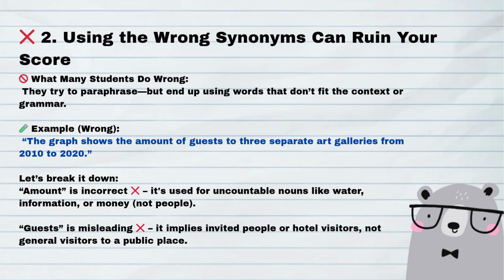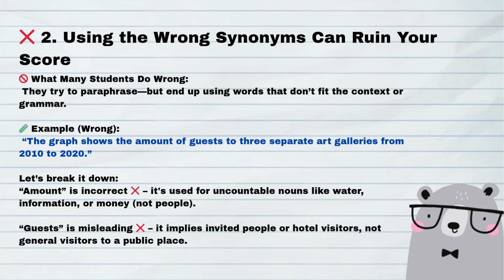Okay, these types of things you definitely need to keep in your mind, because when you use the wrong synonyms, that will also give you wrong answers. It makes you lose marks, and the examiner thinks you deserve fewer marks. What many students do wrong is try to paraphrase but end up using words that don't fit the context, or the grammar is not appropriate for that sentence when they use the synonyms.